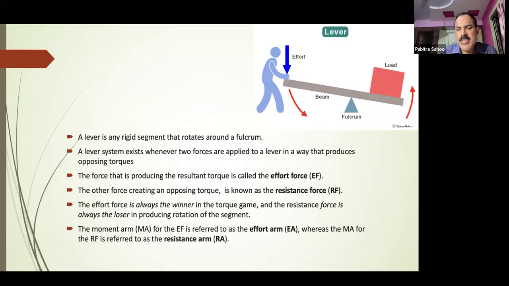So in all these movements, our joint acts as a fulcrum, our muscles act as the effort, and whatever body weight or substances we are lifting act as the resistance force. Most of the joints of our body are in an advantageous position, so that a lesser amount of force is required to lift a heavy weight. That's the beauty of a lever arm. So with this picture, this is the effort force, this is the resistance force, this is the effort arm, this is the resistance arm, and this is the fulcrum.